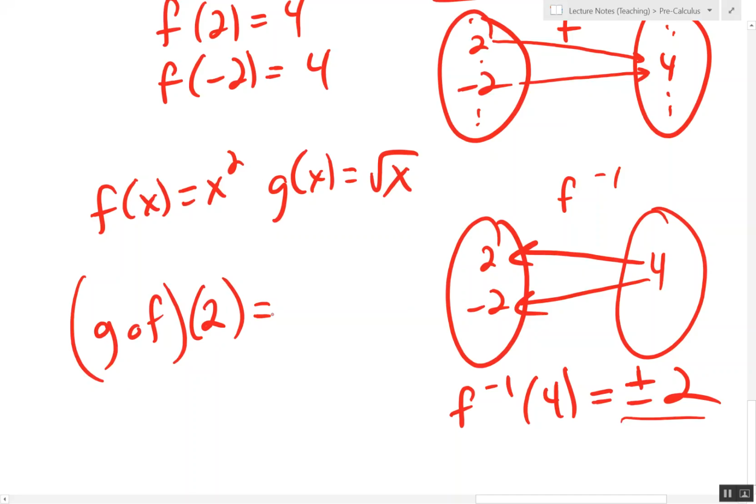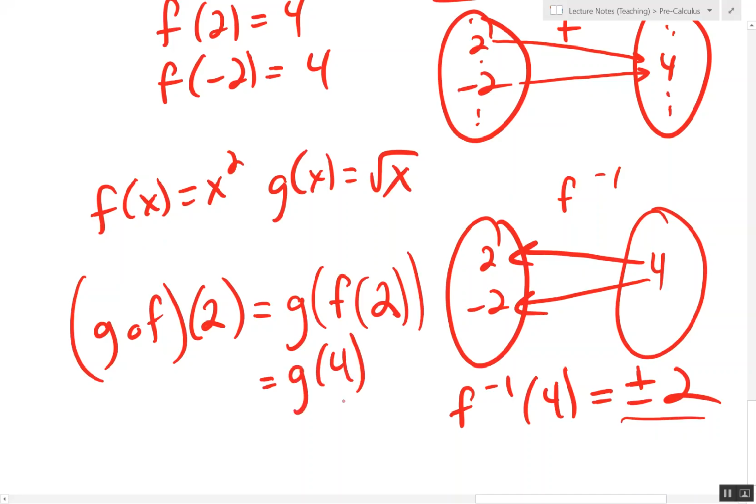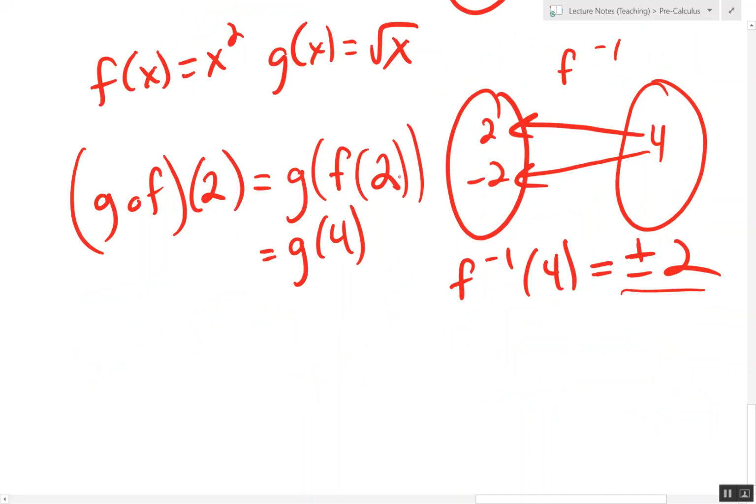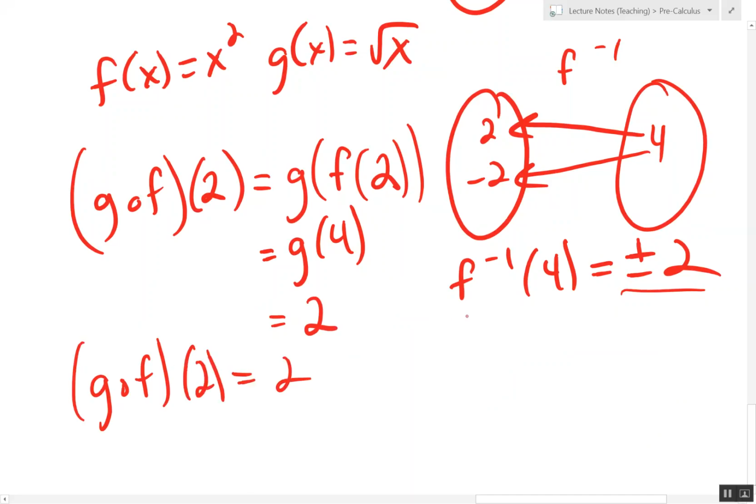So I get that we have g of f, and then we just write the 2 when we're evaluating. And so what's f of 2? Well, we put the 2 in, and we'll get a 4 out of it. And then we'll take the 4, plug it in for g, and we'll get just 2. So notice that g circle f of 2 is 2. Well, when we take f inverse, we just get plus or minus 2.